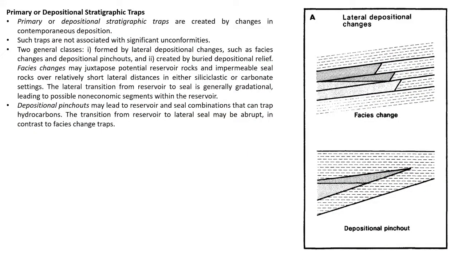So for the primary depositional stratigraphic traps, as I had just explained, there are two general classes. These are created by changes in contemporaneous deposition, and they are not associated with significant unconformities. So the facies change and depositional pinch outs are the ones which are not associated. You can see that there is no significant unconformity over here. And the facies change, as I have explained, is where the seal rock may juxtapose with the reservoir rock, and in the other case the pinch out may get truncated in this impermeable strata.